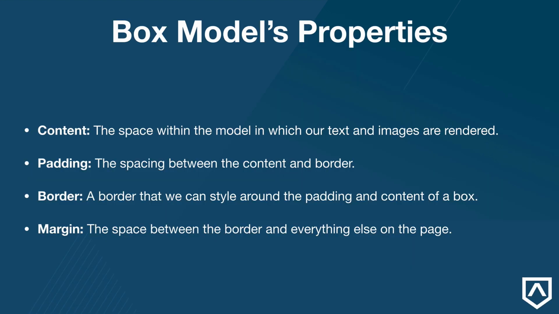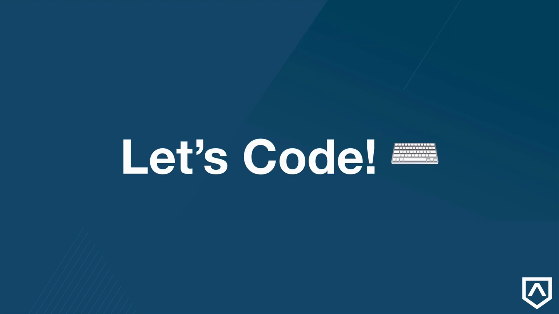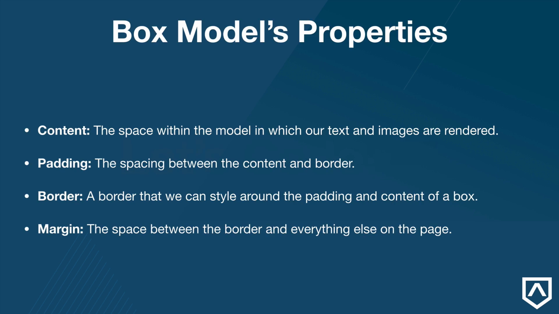So the model's properties are fourfold. We have content, padding, border, and margin. Content is the space within the model in which our text and images are rendered. So it's the space that holds the thing that the user actually sees. Padding, let's go back to that last slide. Padding is the spacing between the content and the border.